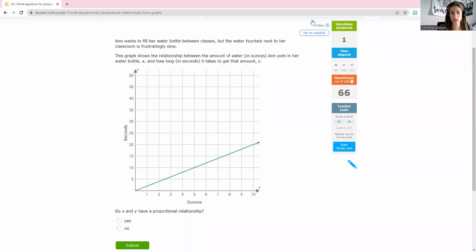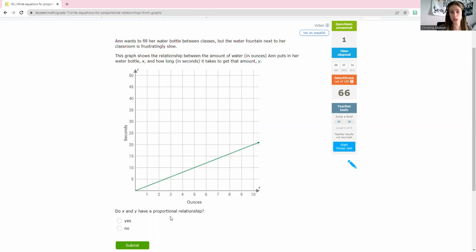All right, let's check this one out. This question's just a little different. Anne wants to fill her water bottle between classes, but the water fountain next to her classroom is frustratingly slow. This graph shows the relationship between the amount of water in ounces Anne puts in her water bottle X and how long in seconds it takes to get that amount Y.